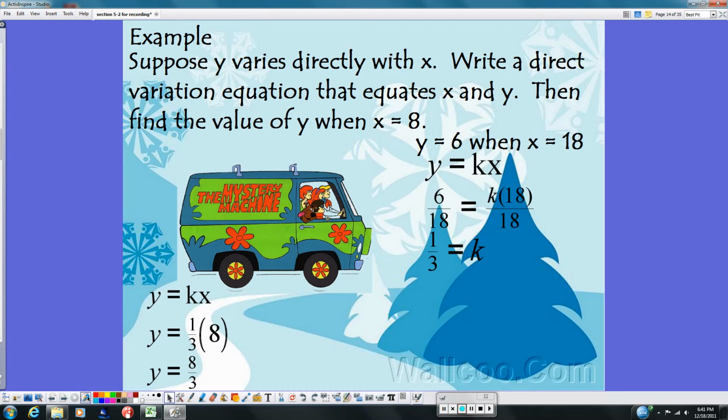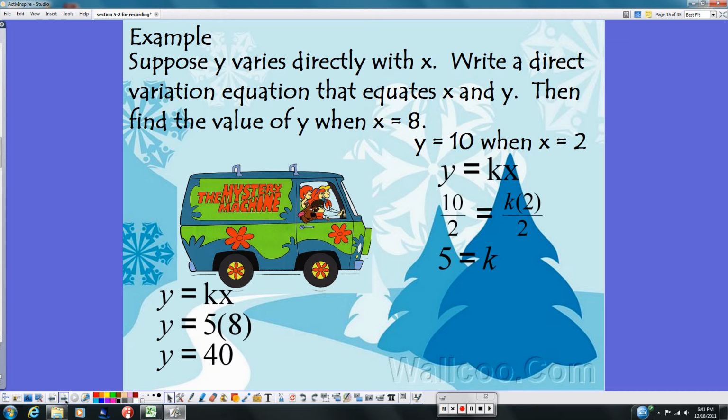Here, y equals 6 and x equals 18, so we're using our y equals kx formula. Substitute in the 6 for y and the 18 for x, divide both sides by 18, and you get k equals 1/3. To figure out what y is equal to when x equals 8, we substitute in the 1/3 for k and the 8 for x and get y equals 8/3.